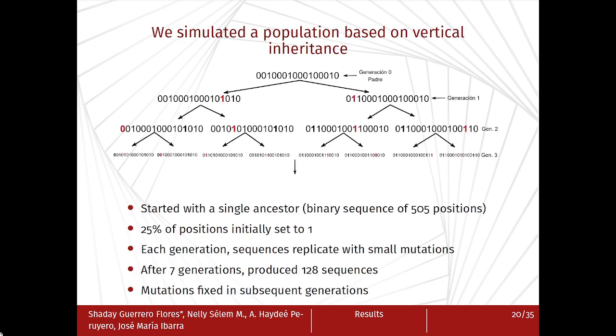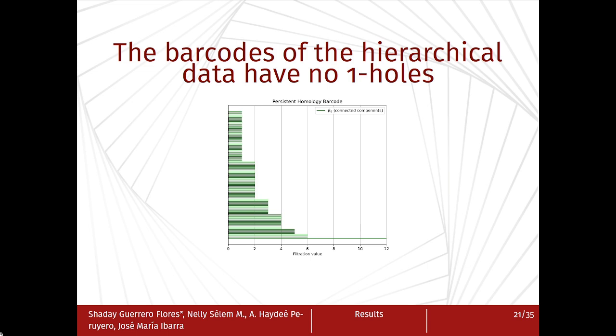We start simulating a population in vertical inheritance. We start with only the ancestor. We fix only 25 positions, initially set to 1, and in each generation we replicate this population and fix only one mutation per generation. When we apply persistent homology to this population, we obtain one persistent barcode, with only one Betti 0. We don't have one hole.